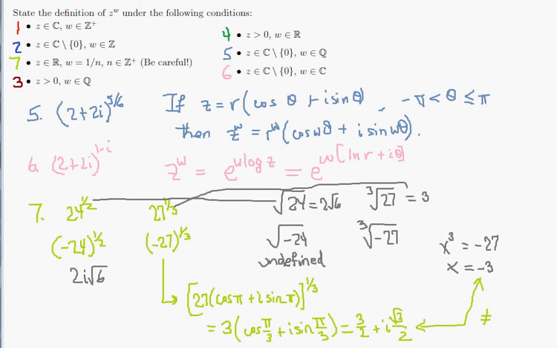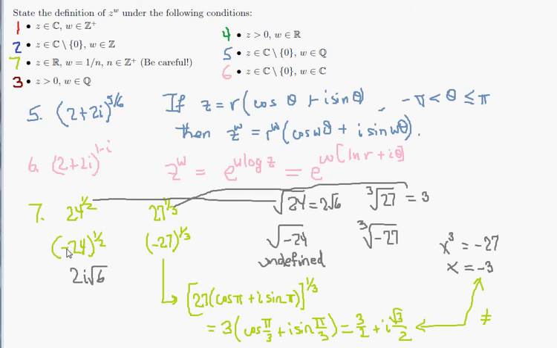Now, why does this happen? There are three complex numbers that when you cube them, you get negative 27. In this definition, I force the real solution. In this definition, I force the answer that has the least angle. The angle is the least. And if I have positive numbers, those two definitions match. If I have negative numbers and I have an odd denominator here, like 1/3, then they don't match.